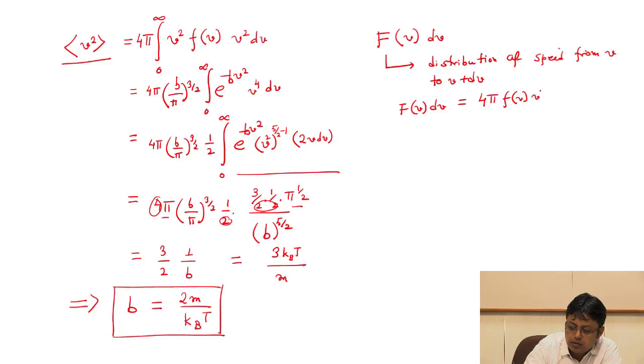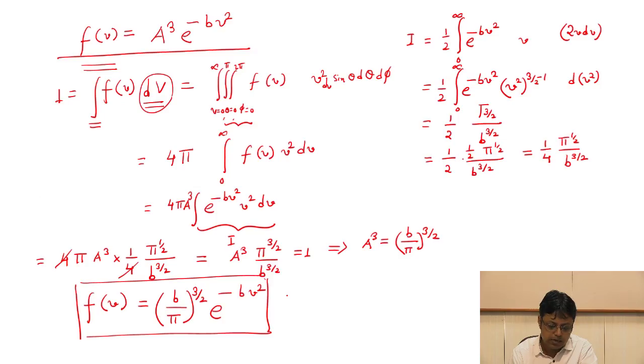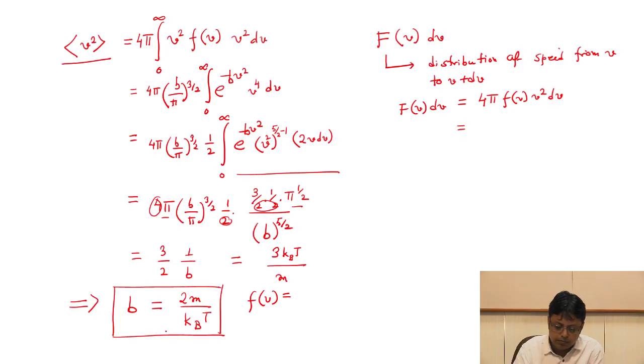There is also v square dv. So the v square value, now we can write it. What was f of v? F of v was a cube, but a we wrote in terms of b already. So we found that it is b by pi to the power 3 by 2. Now b is, just 1 minute, it will be 3 by 2, and actually b will be m by 2 kbt.